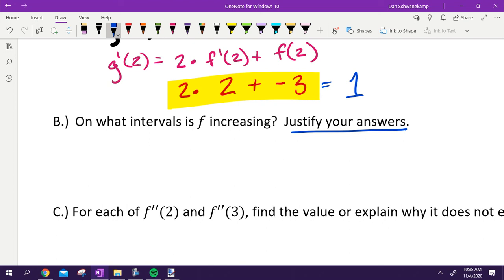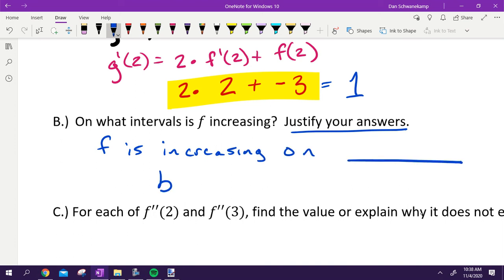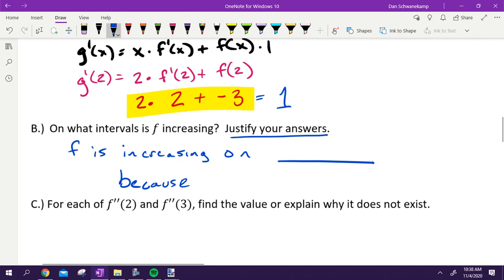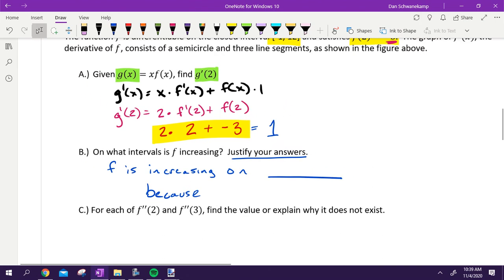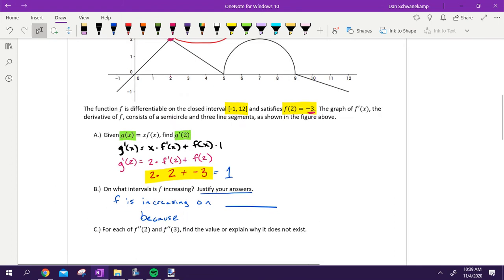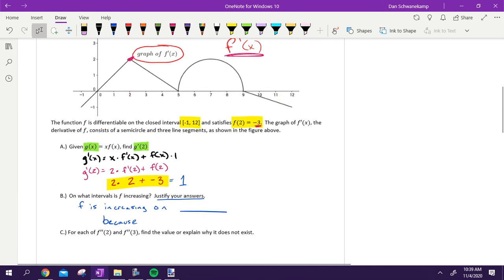On what interval is f increasing? f is increasing on blank interval because. That's what justification means. It's the because part. Because, and then the next thing we are going to write is because what did they give me? They gave me a graph of f prime.